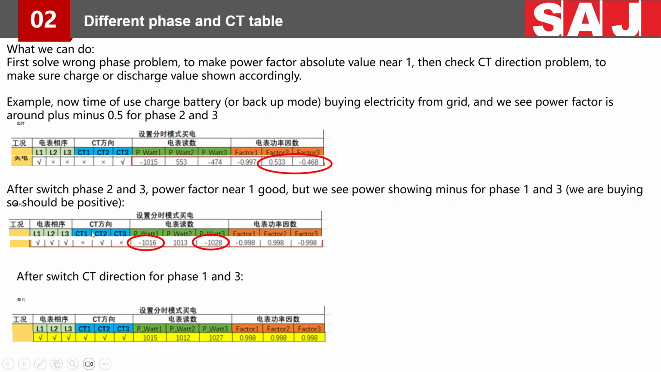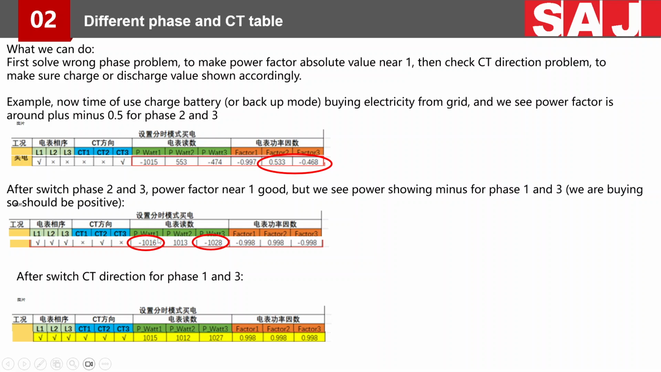So in this case, for the CT of phase 1 and phase 3, the arrow pointing is wrong. And for this one, you can see phase number 2 and phase number 3 is wrong. So you first switch the CT of phase 2 and phase 3, and after you switch, you get here.